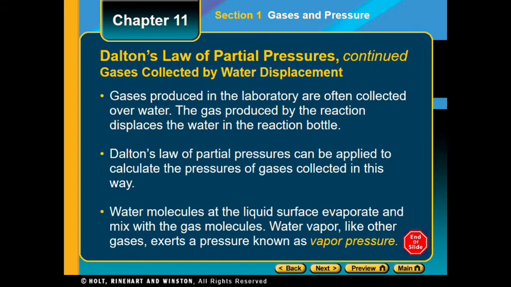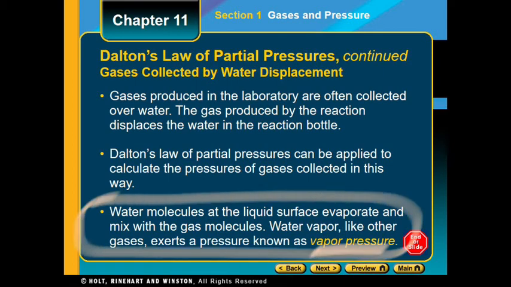Introducing you to another definition there at the bottom, talking about vapor pressure. You should write all of this down. The water molecules at the liquid surface will evaporate and mix with the gas molecules above it. The water vapor, like other gases, exerts a pressure known as vapor pressure. So again, they are outlining what vapor pressure actually is.